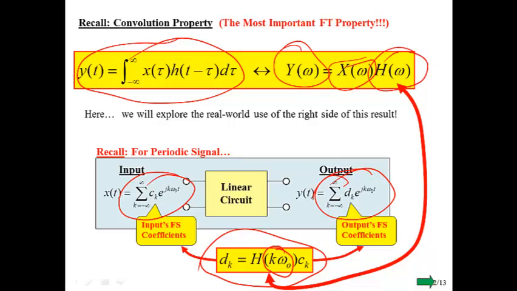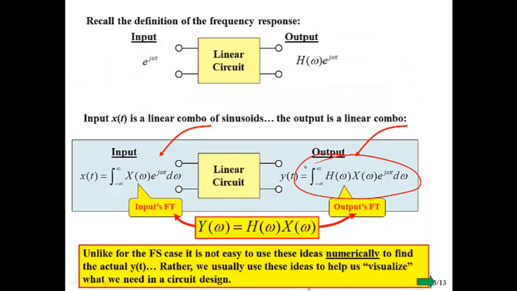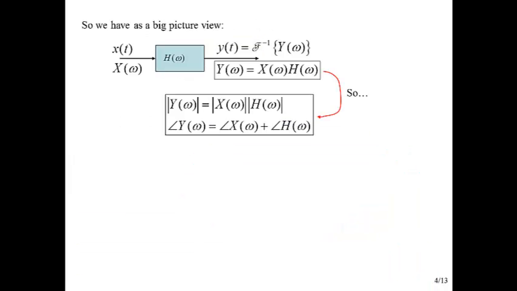That was all doable because we're talking about discrete sums. But now here we've got an integral, and so it's not impossible, but it's not easy to do this numerically. Could do it, but it's generally not the main use of these ideas. The main use is to use this connection as a way of visualizing what the circuit's going to do by looking at the effect of this H of omega, and that's the big idea. And we can even do that visualization for the case with the Fourier series. So that's the real big idea here.